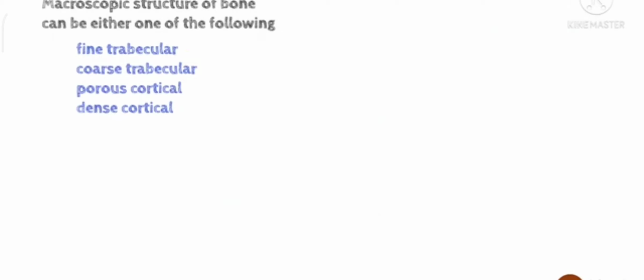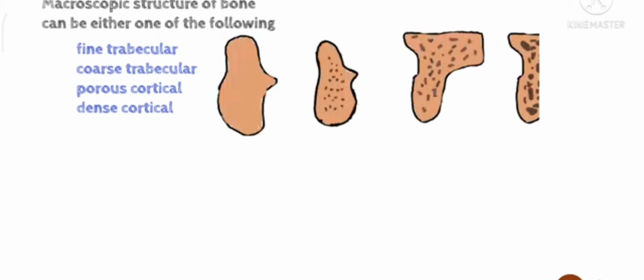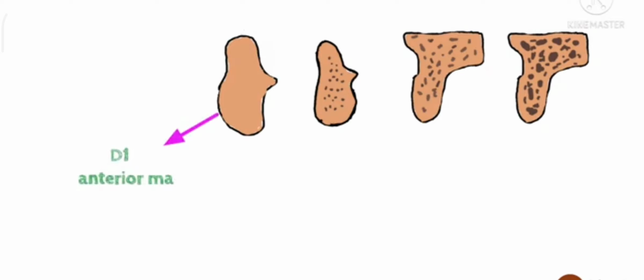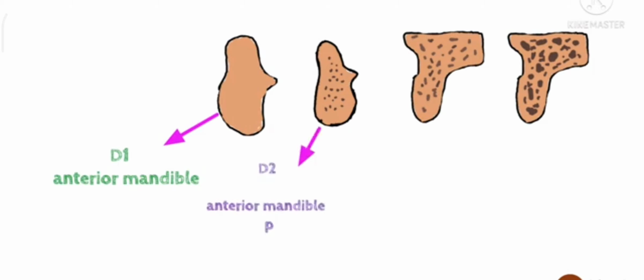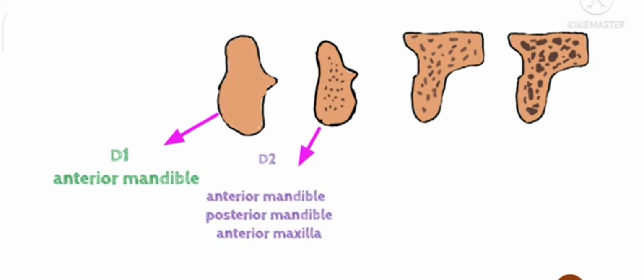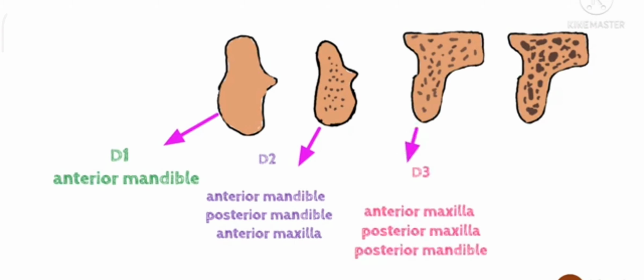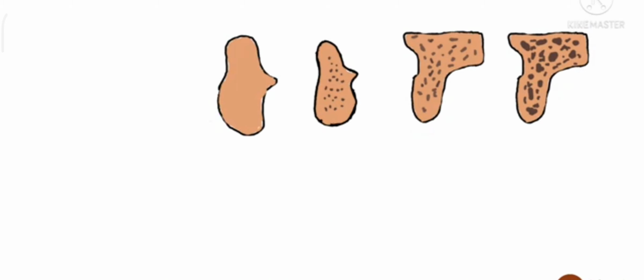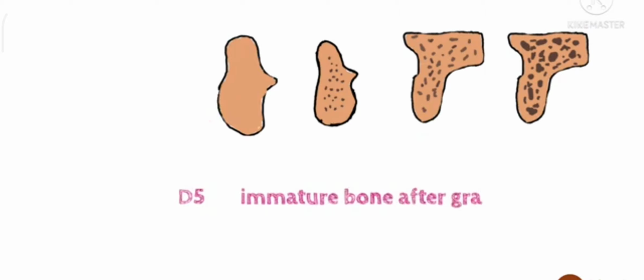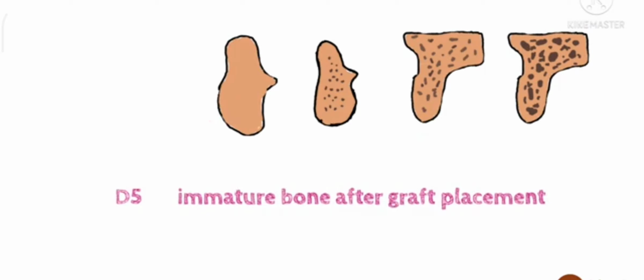Now let us see the common sites where D1, D2, D3 and D4 types of dense bones are present. D1 type of bone density is seen mostly in the anterior mandible. D2 is seen in anterior mandible, posterior mandible and anterior maxilla. D3 is seen in anterior maxilla and posterior maxilla, whereas D4 is commonly seen in posterior maxilla. D5 is the term used to denote the immature bone which is usually developing after graft placement.